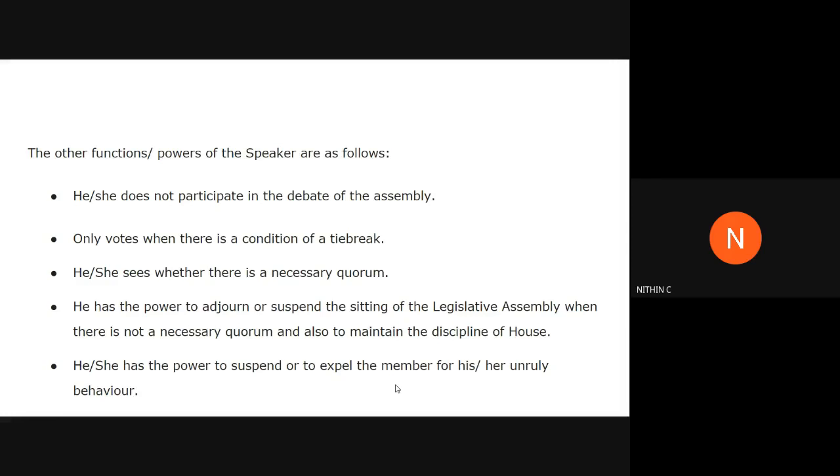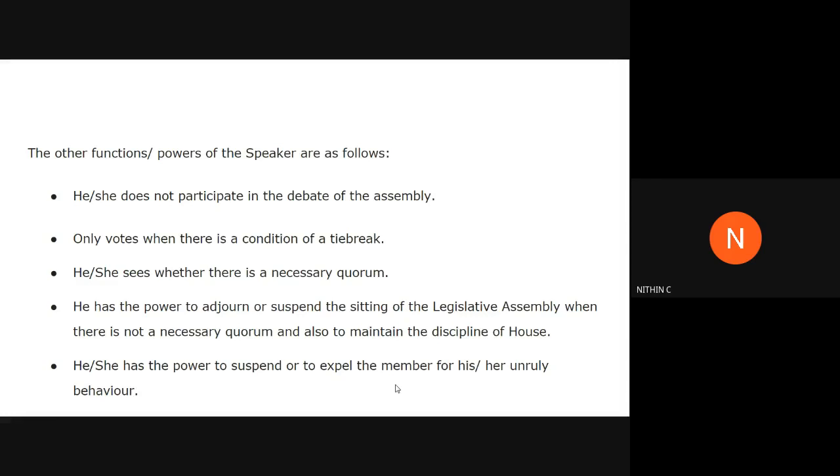So he or she does not participate in the debate of the assembly, only votes when there is a condition of tie break. So when there is a condition of tie break, he can vote. Otherwise, when a motion is being passed, there won't be any voting right. The speaker has no right to vote, but he has the right when there is a tie between the two. If there is a tie in voting, the speaker can definitely vote. Otherwise, speaker will not be taking part in the voting process.